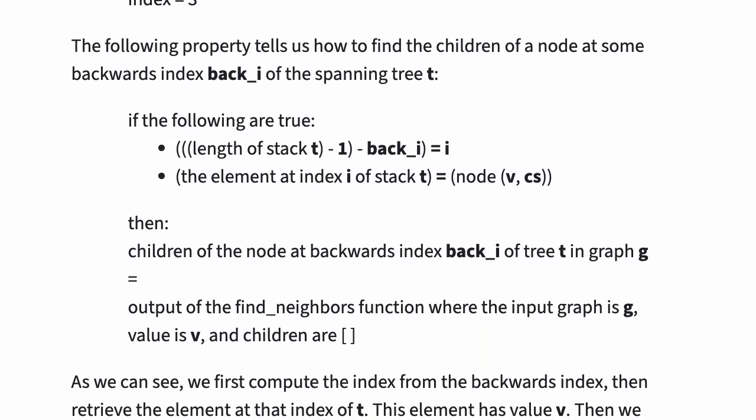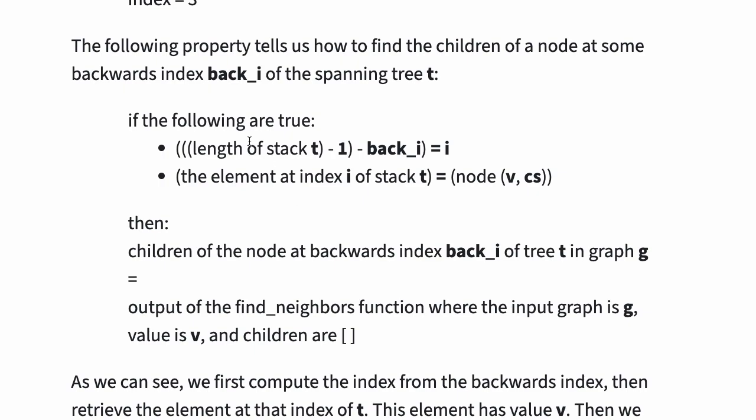The following property tells us how to find the children of the node at some backwards index back I of the spanning tree T. If the length of stack T minus 1 minus back I is equal to I, and the element at index I of stack T is equal to node V, C, S, then the children of the node at backwards index back I of tree T in graph G is equal to the output of the findNeighbors function, where the input graph is G, value is V, and children are an empty stack.